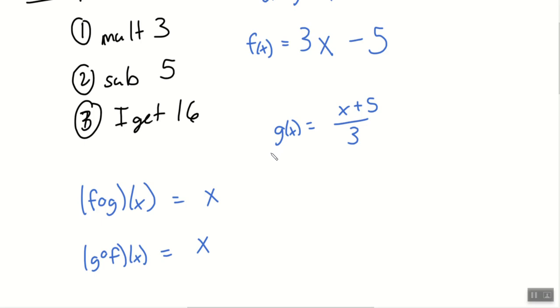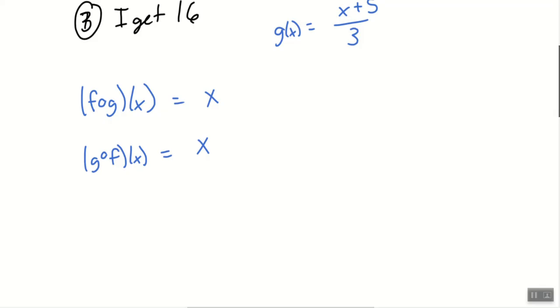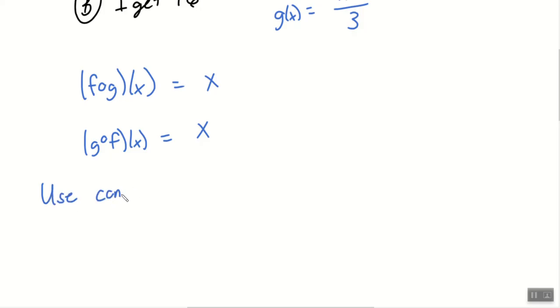It's just recall. But the next important thing is happening next. So these both equal x, which is actually telling us that these are inverse functions of each other. This was a way to check that these are two inverse functions. So we're going to write that. We use composition to verify inverse functions.